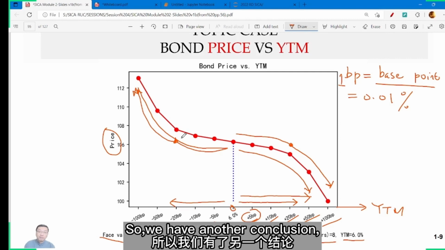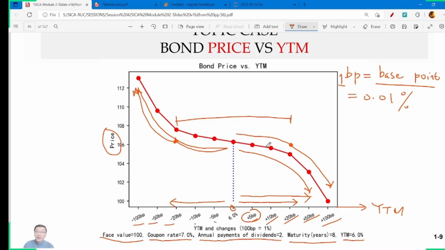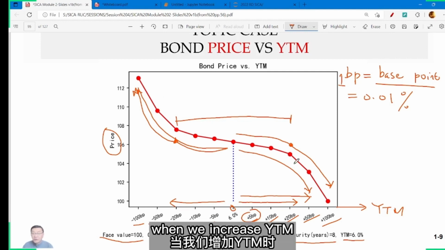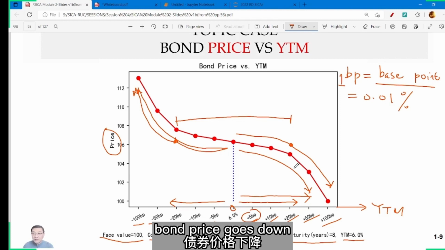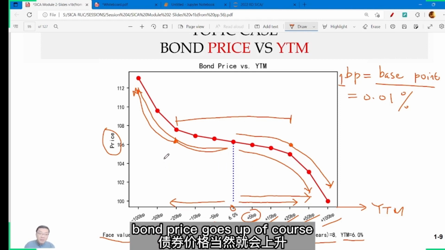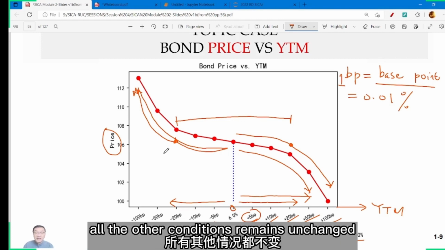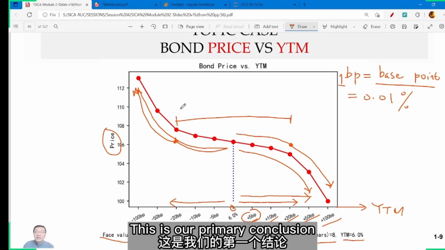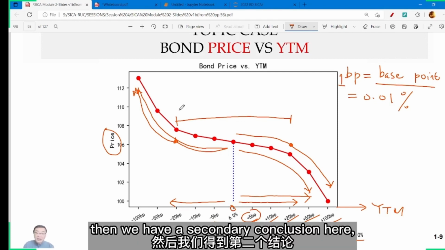So we have another conclusion. Our first conclusion is when we increase YTM, bond price goes down. When we decrease YTM, bond price goes up. Of course, we have a precondition: all the other conditions remain unchanged. This is our primary conclusion. Then we have a secondary conclusion here.